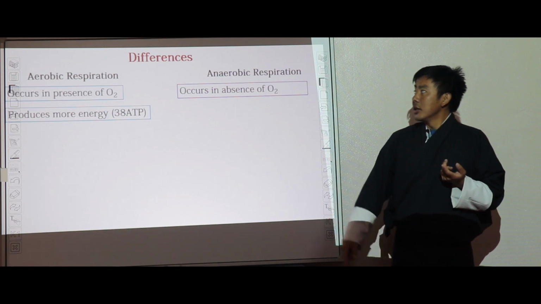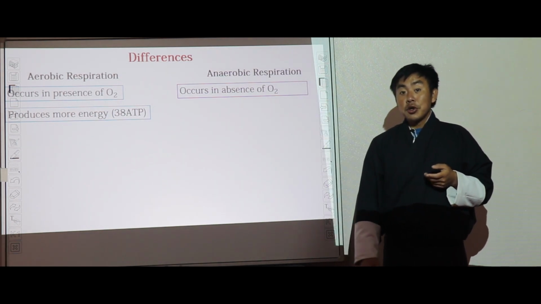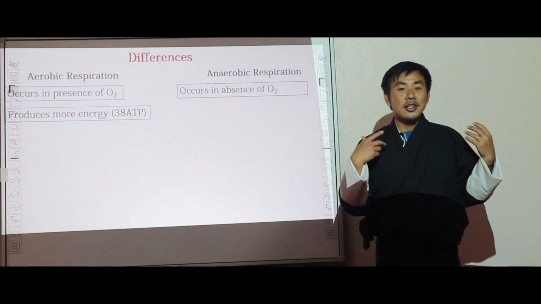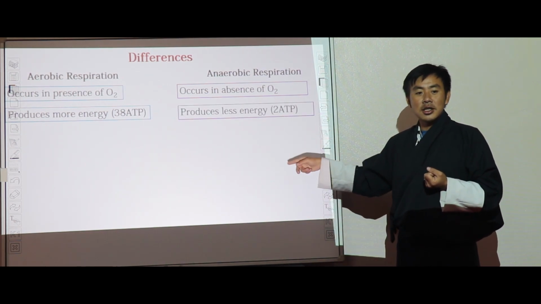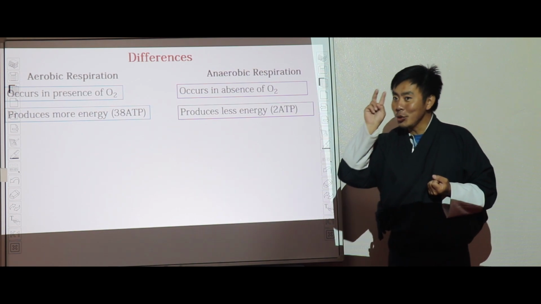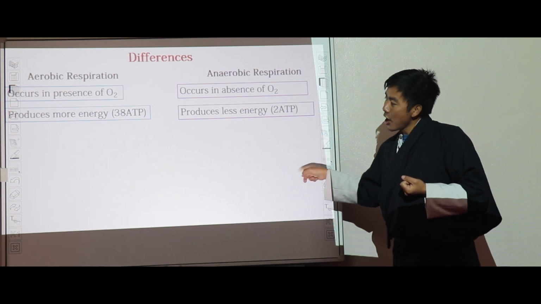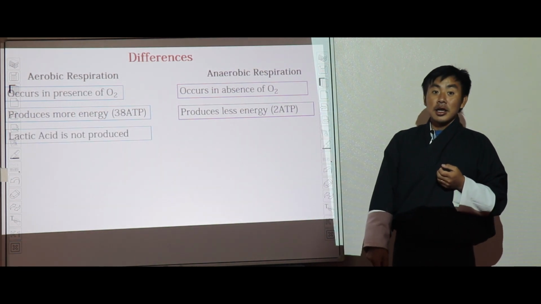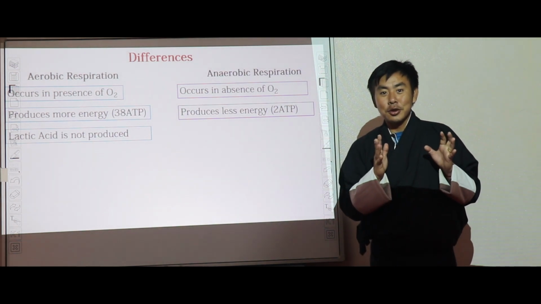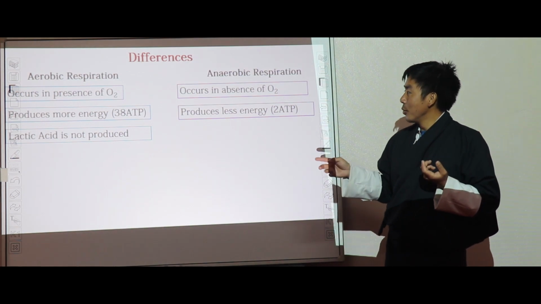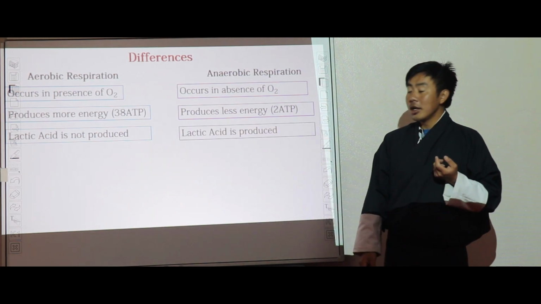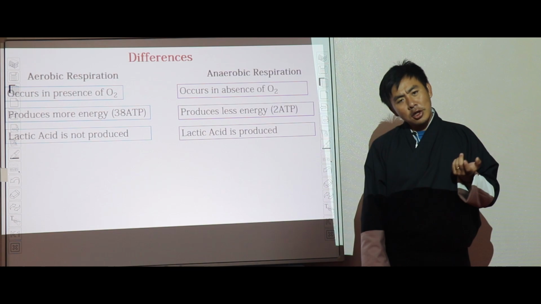Likewise, aerobic respiration produces more energy, 38 ATP, whereas anaerobic respiration produces less energy, just 2 ATP. In aerobic respiration, lactic acid is not produced, neither is ethanol, right? Whereas in anaerobic respiration, lactic acid is produced, ethanol is produced.